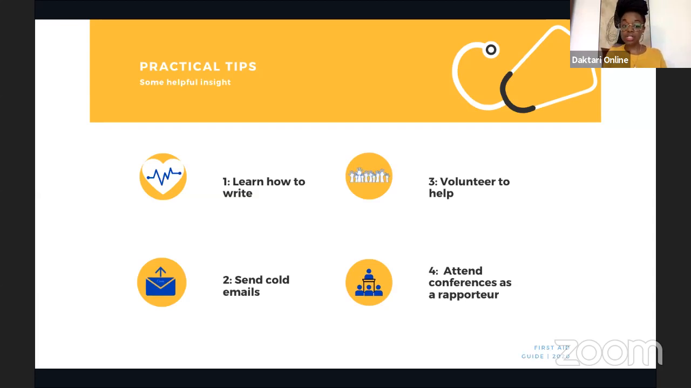Then send cold emails. If there's anyone that you look up to and admire and you're doing something in their area, remember it's important that you've started working on it. Send cold emails. People actually are looking for young, especially young Africans. And if you're a woman also, that's a plus. But yeah, people are really looking for young people to work with.